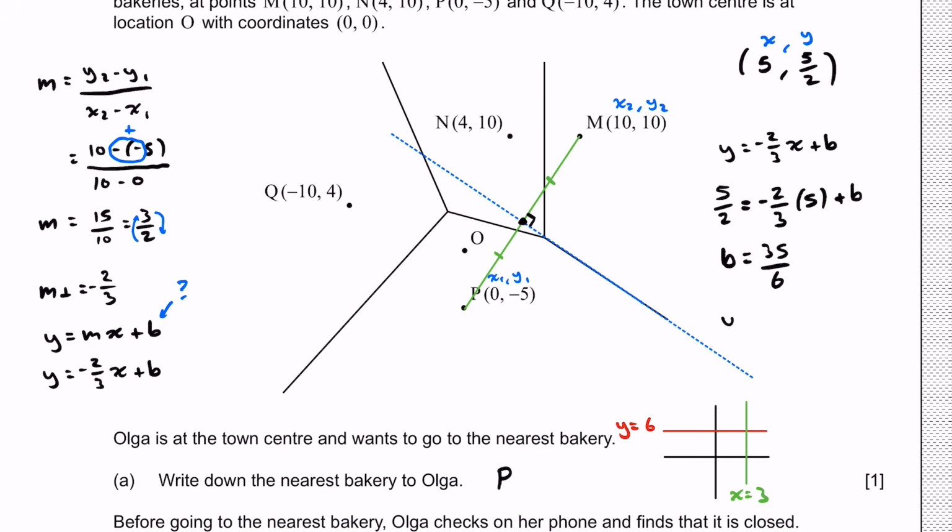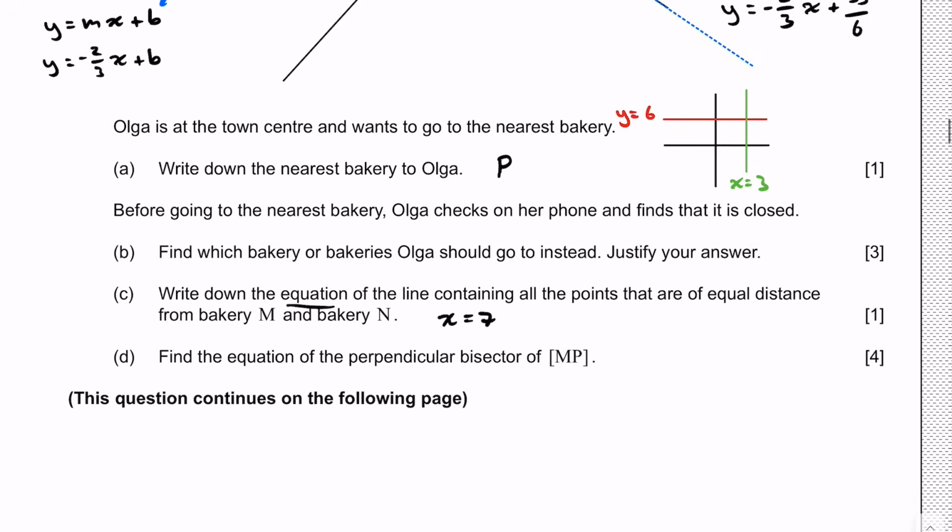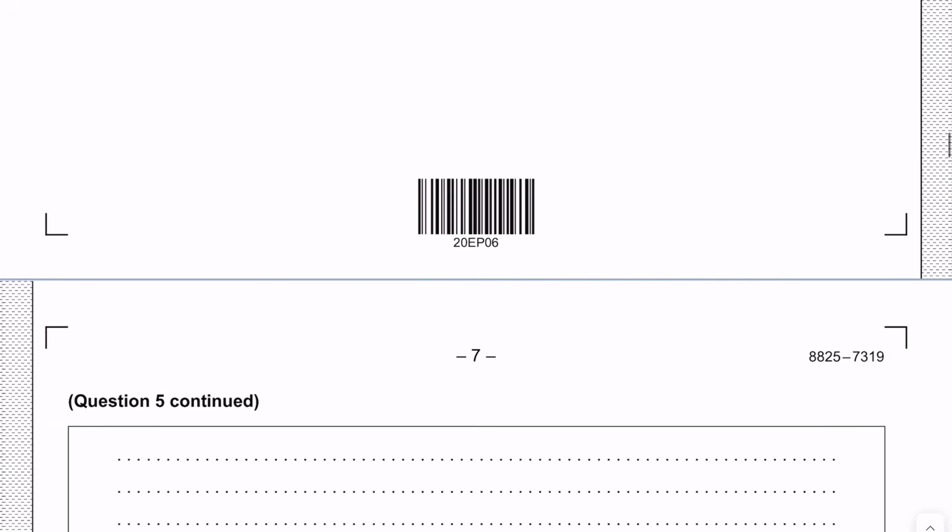That means our equation of this line, after all of that, is y equals negative 2 over 3x plus 35 over 6. Okay. Good. And that's it.